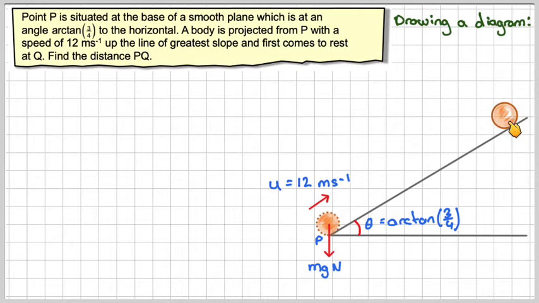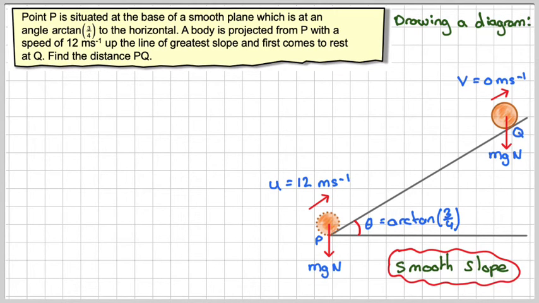It's going to end up at the top of the slope. Again, it's the same weight acting downwards. That would be point Q, and the final velocity here will be 0. We note that it's a smooth slope, so we don't have to think about work against resistance. We are asked to find the distance travelled, i.e. distance PQ, which is the length that it travels.